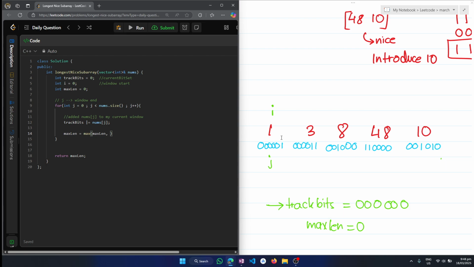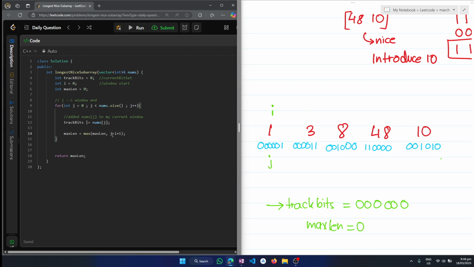How do you calculate the length of window? The length of window right now is 1. You do j minus i plus 1. Simple as that. You don't even need to think about it. Whenever you are asked to find the length of a window, you do j minus i plus 1, and that is very easily mathematically understood as well.